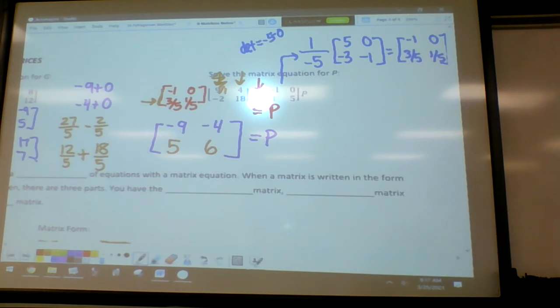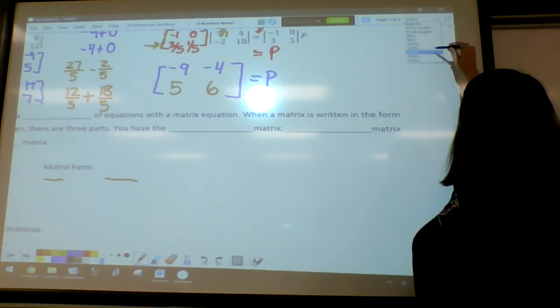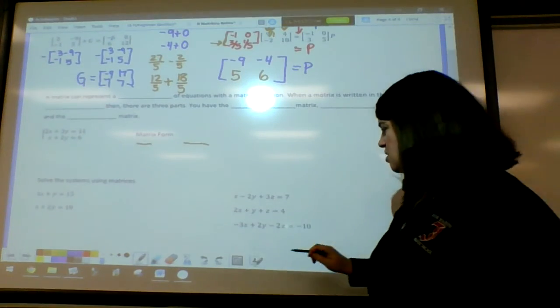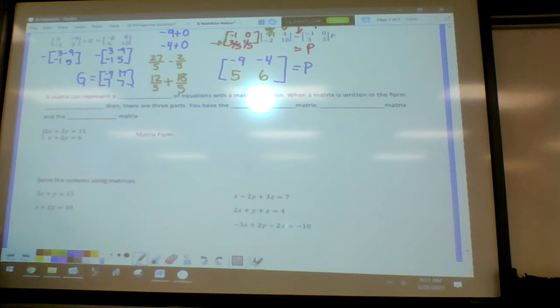Okay. We are going to continue on. This next thing that we talk about is kind of an extension of matrices. All right. And we're going to do these two.